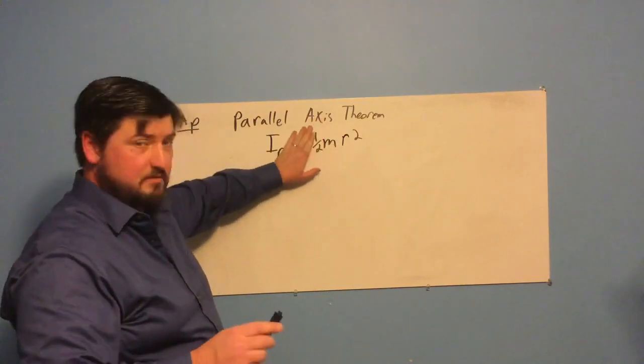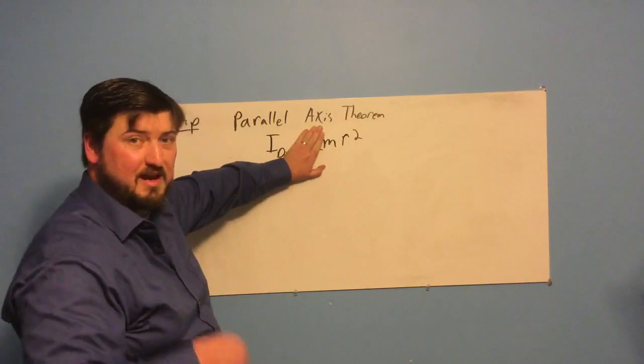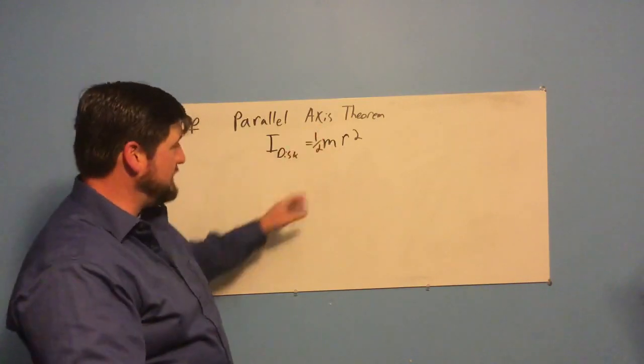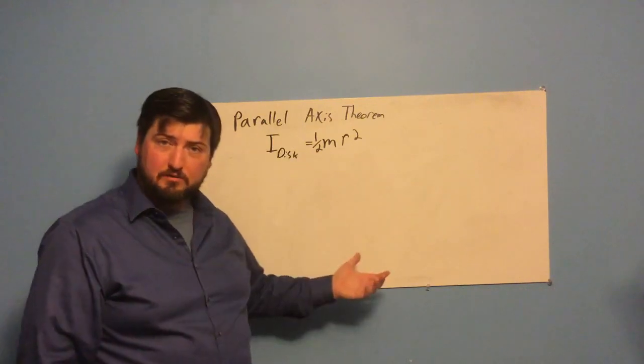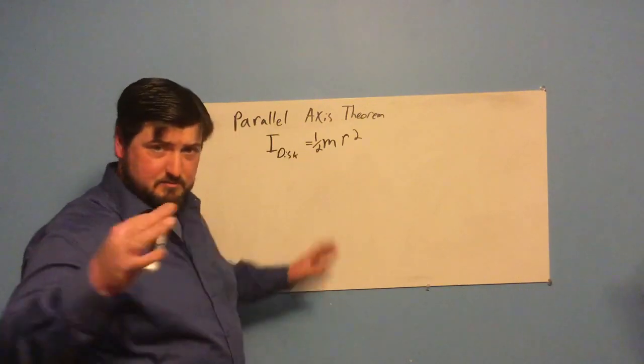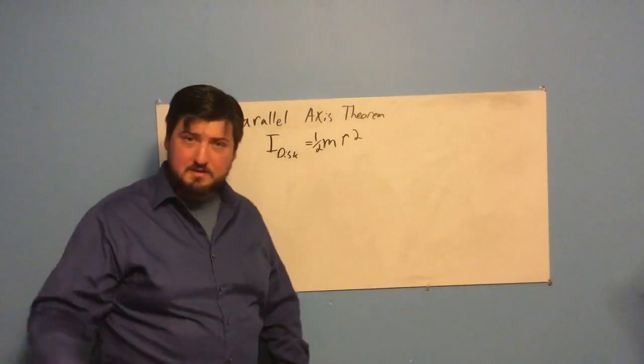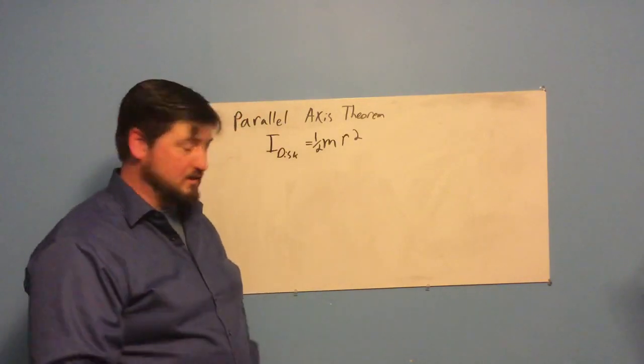Now, for any moment of inertia, it's always going to be mr squared times something. For a disk, it happens to be 1/2. For a rod, it might be 1/12. A number of other things could be the case. For a sphere, it's 2/5. All these things you can find in those tables I'm going to put out there.